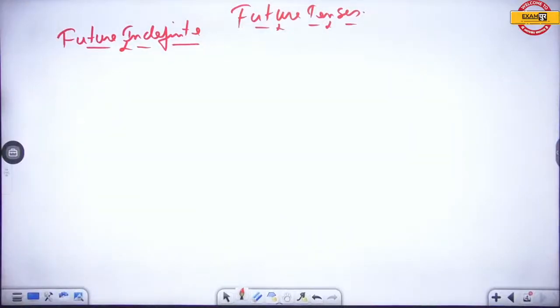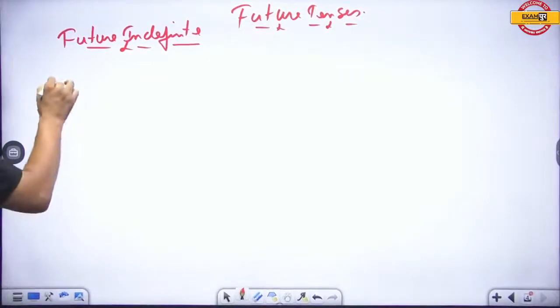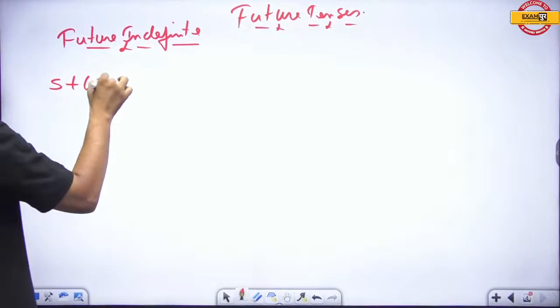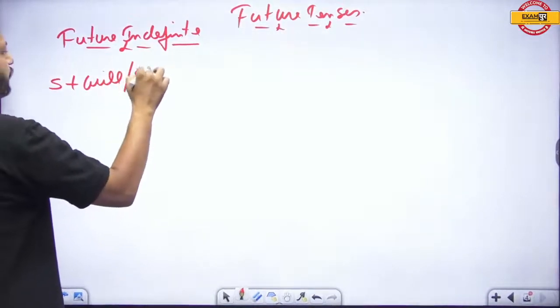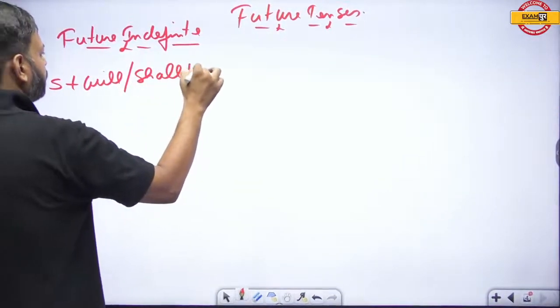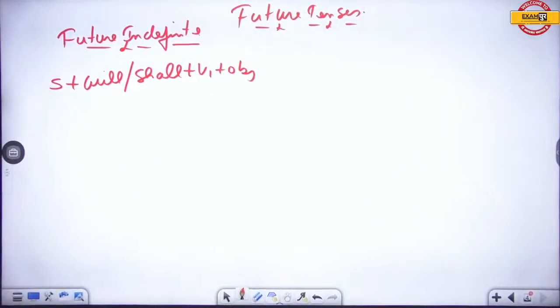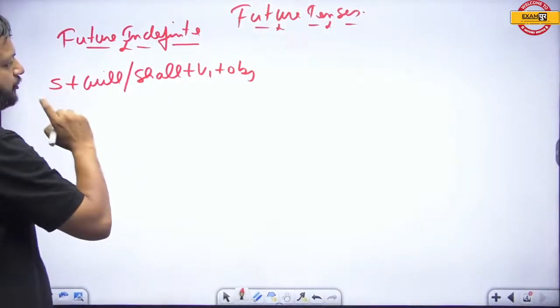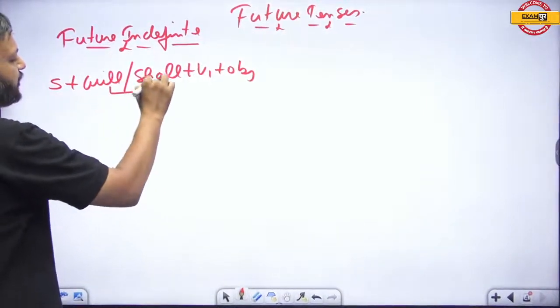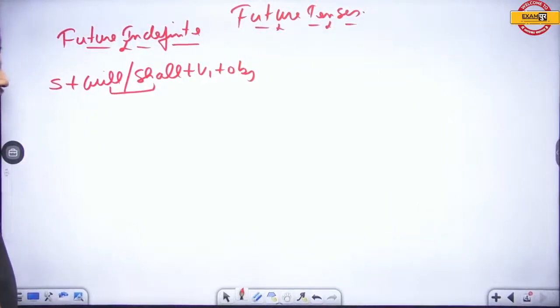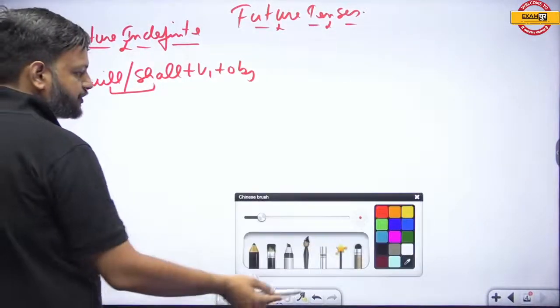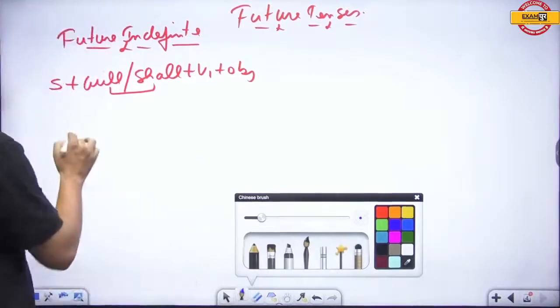Future indefinite. So what is the structure of future indefinite? This is the structure of future indefinite tense. Whenever I teach future indefinite, students often ask me, sir, what is the difference between will and shall? So first we will see the difference.